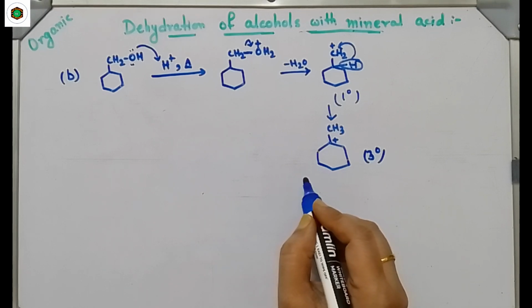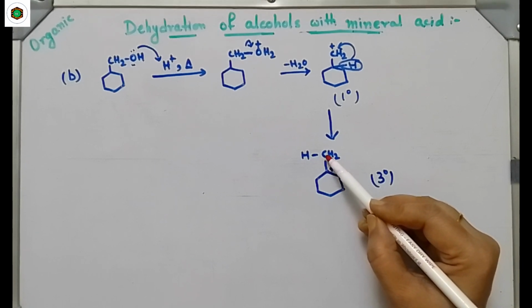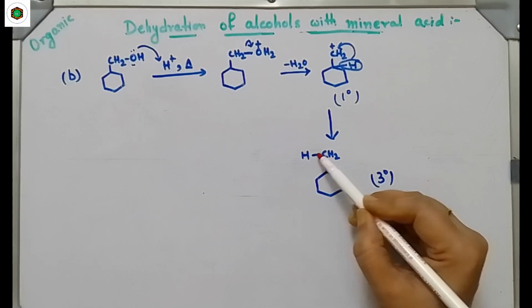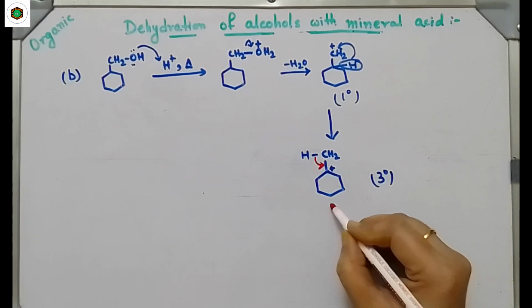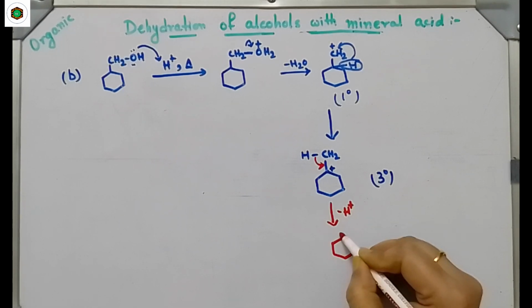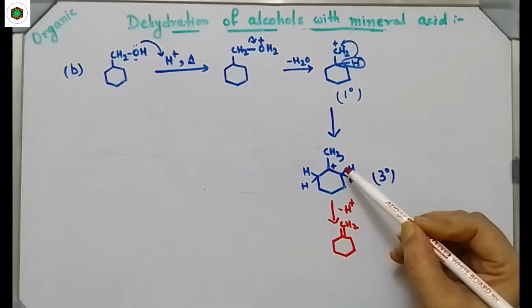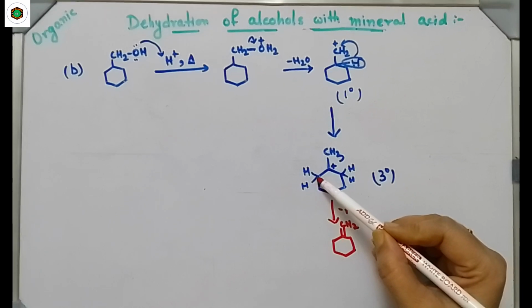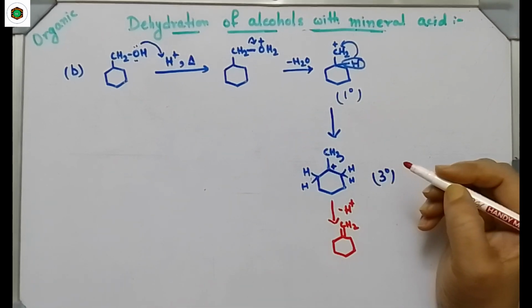Now what will happen? Which H plus will be eliminated? Adjacent to this positive charge, here this is the adjacent carbon atom of this positively charged carbon. So this hydrogen atom can go. Removal of this H plus will give this product. Another option is there. With respect to this carbocation, the adjacent carbon atom is this and this also. Here 2 hydrogens are attached. These 2 are in symmetrical positions, so any H plus can go.